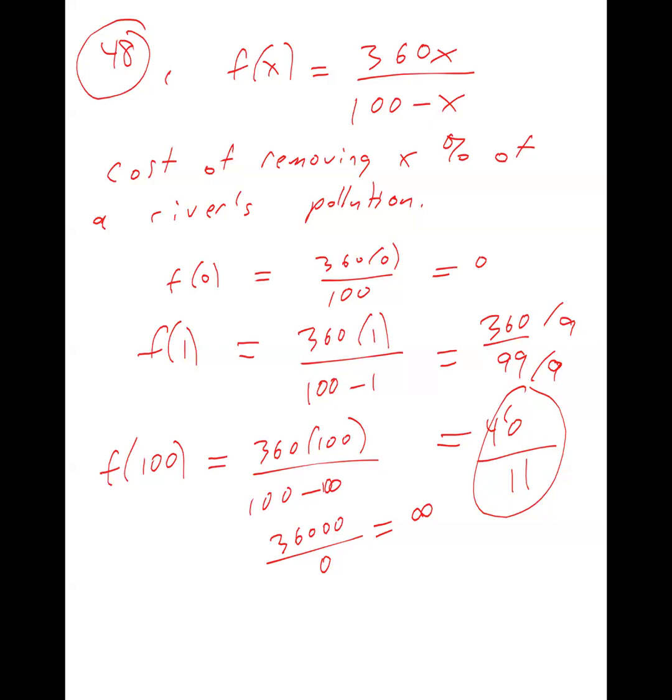So 49. Let's look at number 49. Yeah, so the answer is, well, actually, we had several answers. We actually never really did the exact example that the book said. So let me do the exact example the book said. It says 360x divided by 100 minus x. And we're supposed to figure out how much pollution you can remove if you spend $120 million on the project.